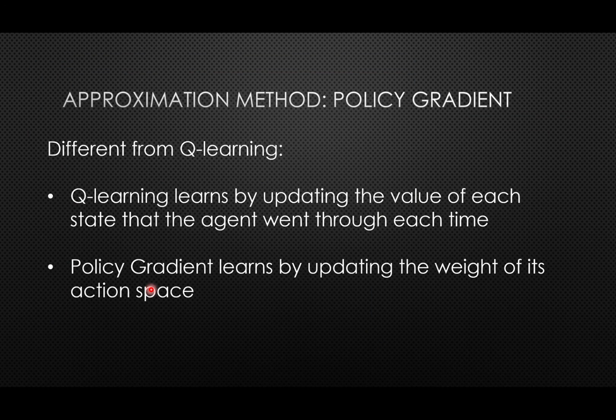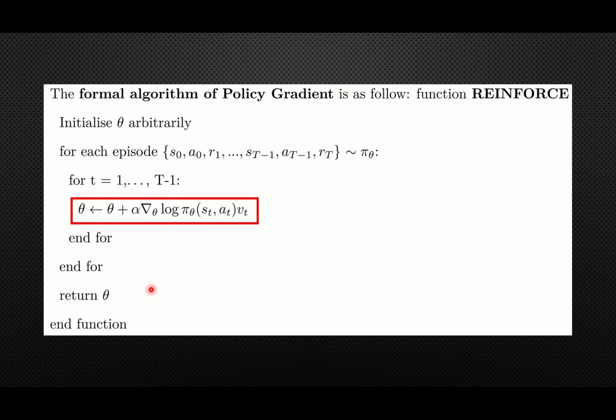Policy gradient is an approximation method, which is different from the tabular method. It learns by updating the weights of the action states. So the higher the weight of an action given a state, the higher the probability the agent will take this action when it is at this state again. The algorithm is like this. Alpha is again the learning rate, and Vt is the direction of the update. It determines whether the action is granted a larger weight or a smaller one.